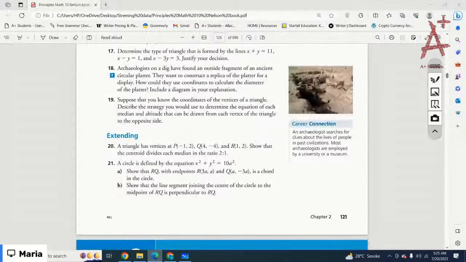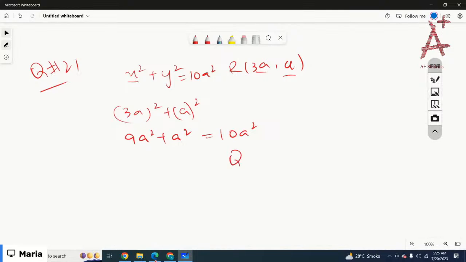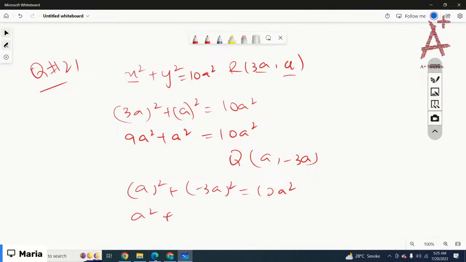The other point is a, negative 3a. Let's just put this in the equation. x is a, so a squared plus negative 3a squared equals 10a squared. So a squared plus 9a squared, 9 plus 1 is 10, that is 10a squared equals 10a squared. So see, both sides of the equation are equal. That means the points are on the circle.